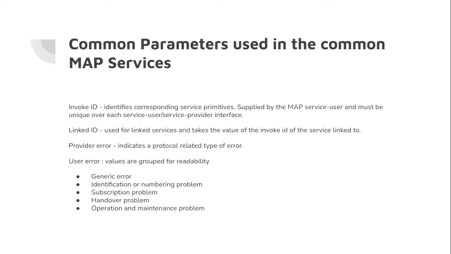So what are some of the common parameters used in MAP services? We have the invoke ID. I think even in TCAP we've seen invoke ID, so this has to be there. It's like the identifier for a service. Then we have a linked ID. The provider error indicates a protocol related type of error. Then you have the user errors, which are grouped for readability: generic, identification or numbering, subscription, handover problem, and finally operation and maintenance problem.